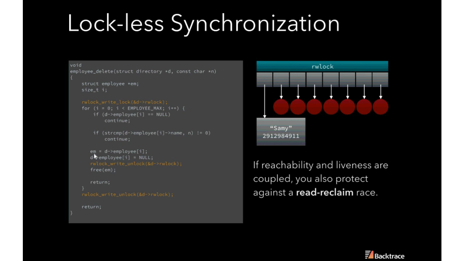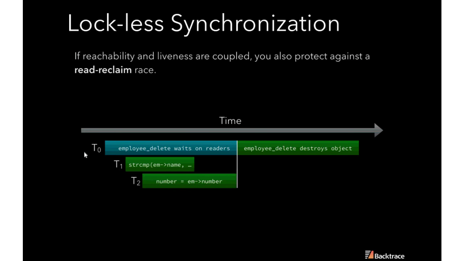So in this case, the reachability of the employee object and its liveness are coupled. So we protect, again, what is called a read-reclaim race. And this is just another visualization of it, somewhat terrible. You have thread 0, which is a writer, thread 1, which is executing a read side operation, as well as thread 2. And when thread 0 begins this delete operation, it has to block, because it's executing write lock, until all readers have completed their operation.